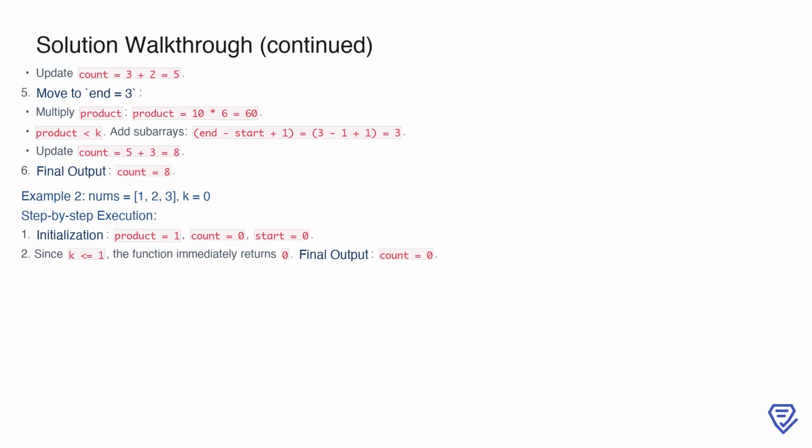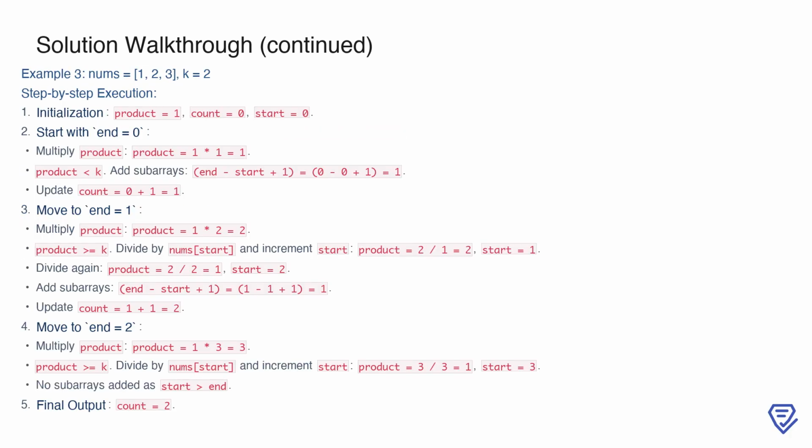Let's consider another case where nums is [1, 2, 3] and k is 0. Here, we initialize the same variables as before, but since k is less than or equal to 1, no subarray can meet the condition. Therefore, we immediately return 0 as the result, without any further calculations.